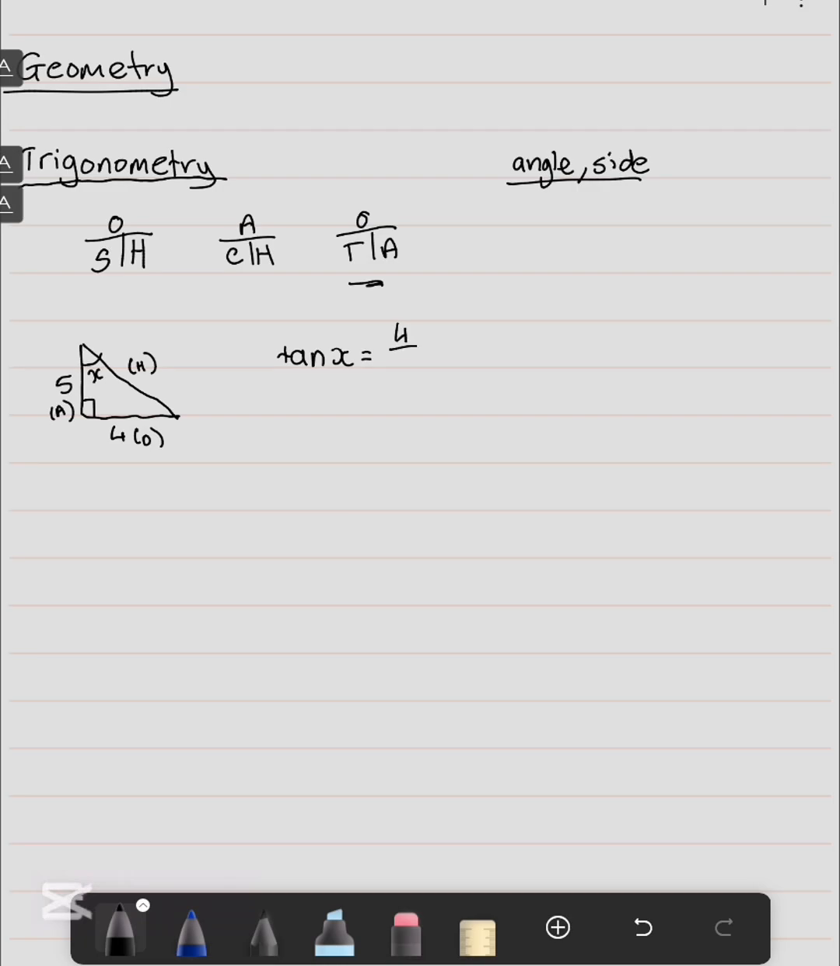So it's going to be tan x equal to 4 over 5. Now to bring the tan to the other side, it's tan negative 1. So it's tan negative 1 of 4 over 5. And you put that into your calculator and you get 38.7.